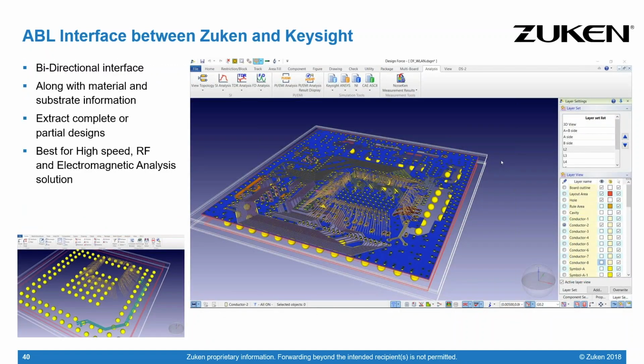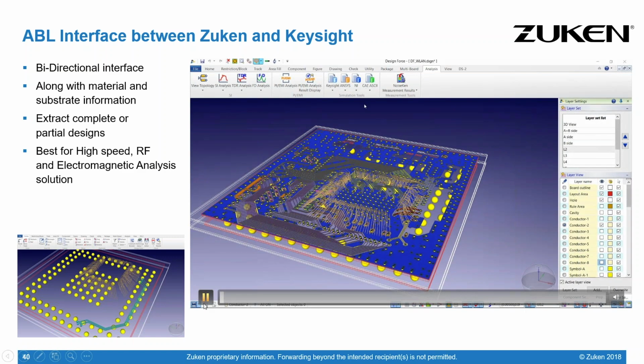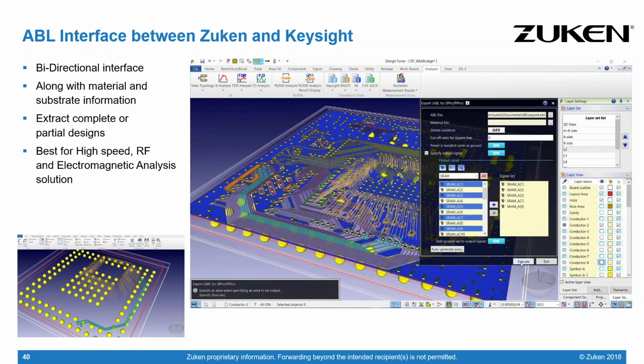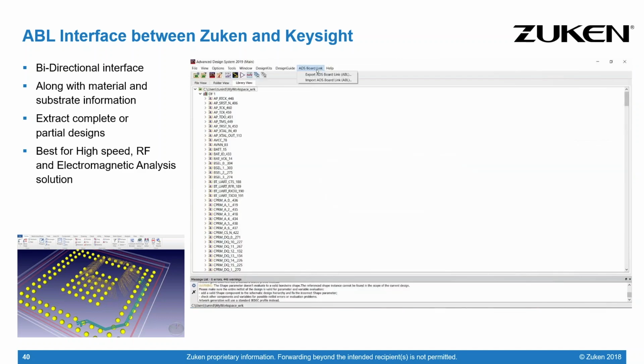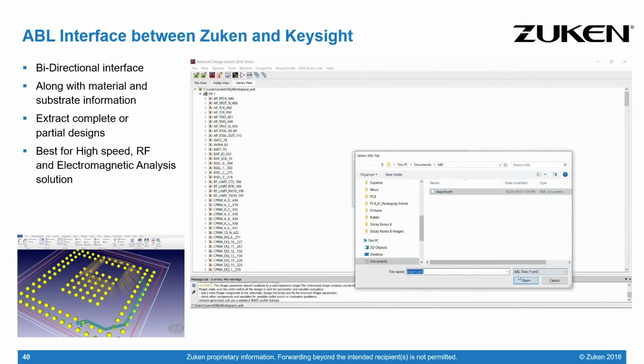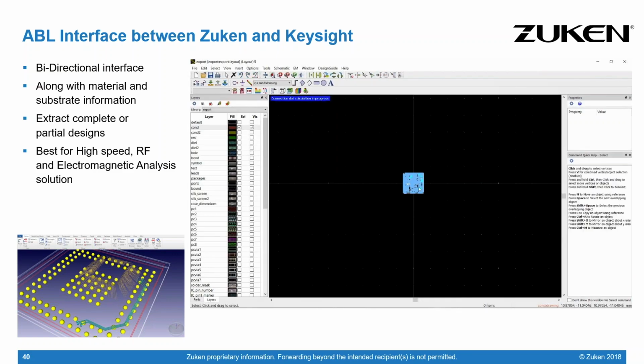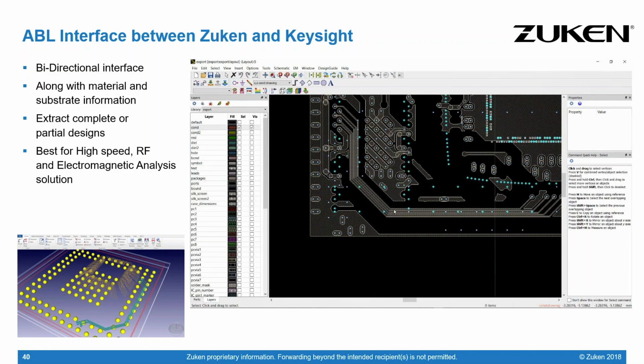Next. For a complete RF and DDR5 high-speed verification flow, CR8000 is designed to interface with best-in-class high-speed RF and EM analysis solutions. DesignForce offers high-speed designers an interface to extract complete or partial designs, along with the material and substrate information, and export them for analysis in Keysight tools. For board layout analysis, an ABL file format is exported using the layout data created with DesignForce, with three output options: the ADS circuit simulator, ADS Momentum for EM analysis, and also ADS SI and PI Pro.